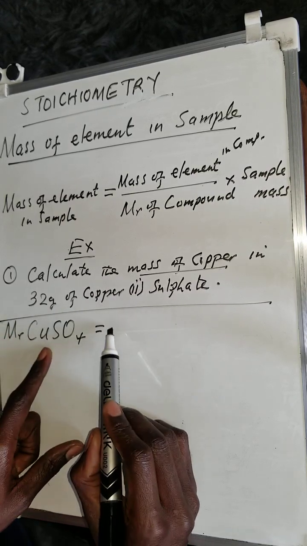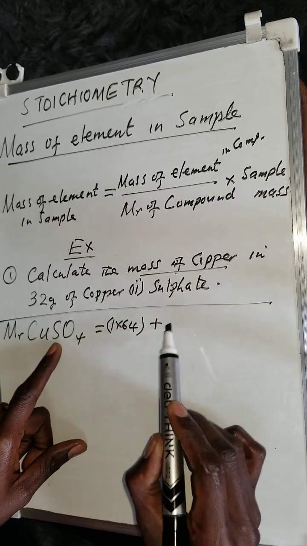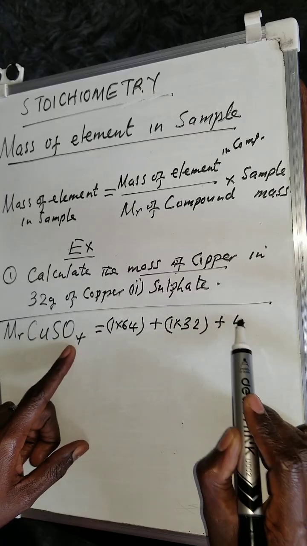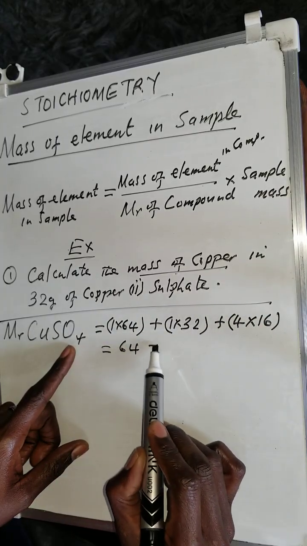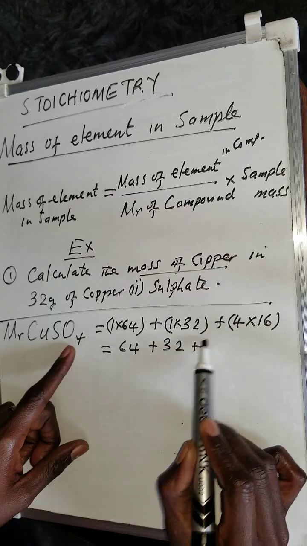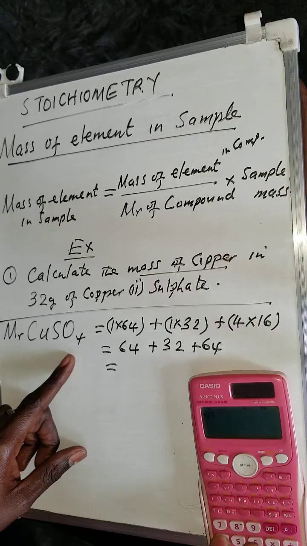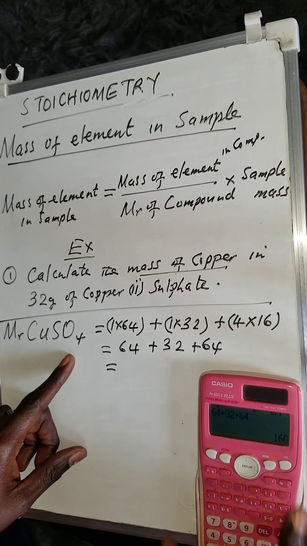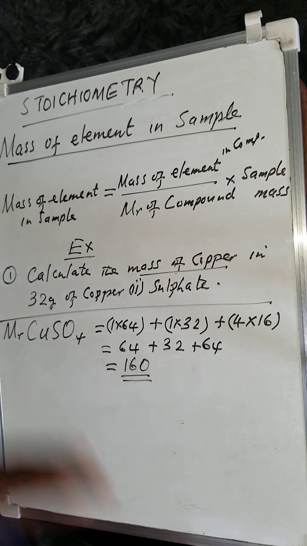So the first thing you need to find is the total mass of this compound. So how many copper are there? It's only 1 times 64, the atomic mass, plus sulfur 1 times 32, plus oxygen, there are 4 times 16. That is what you have. So that will give you 64 plus 32 plus 64. If you add that, what is that going to give you? That is going to give you 160.